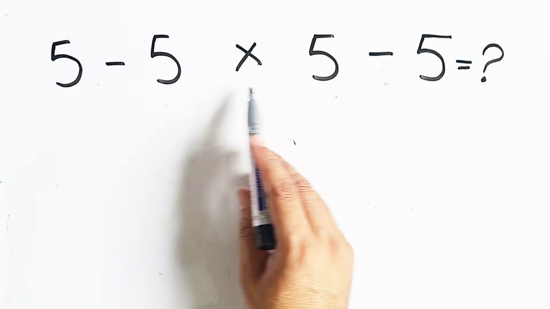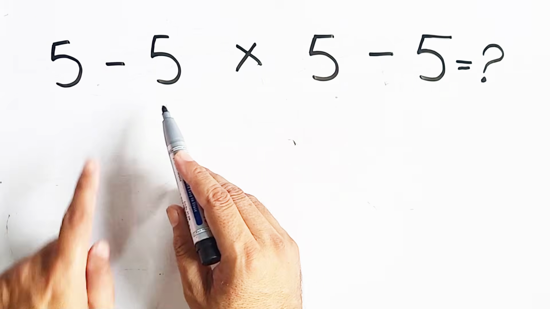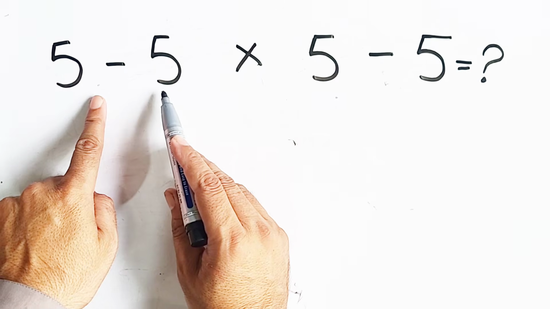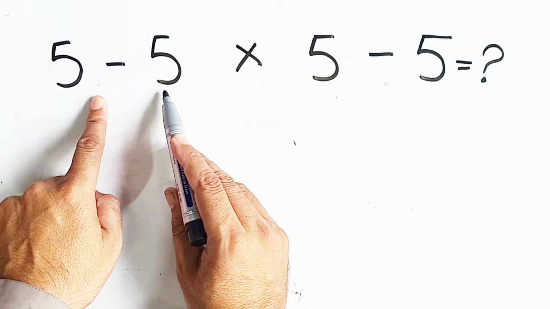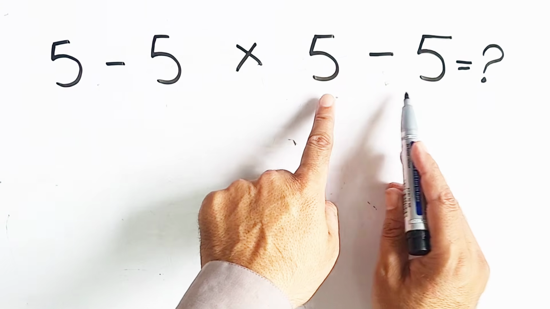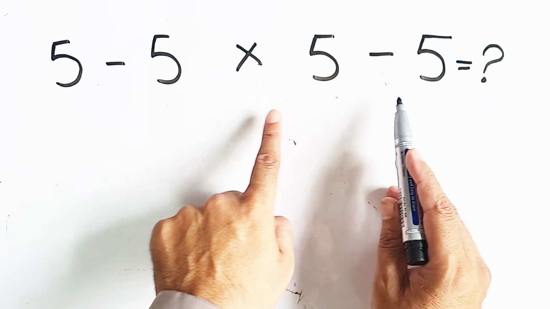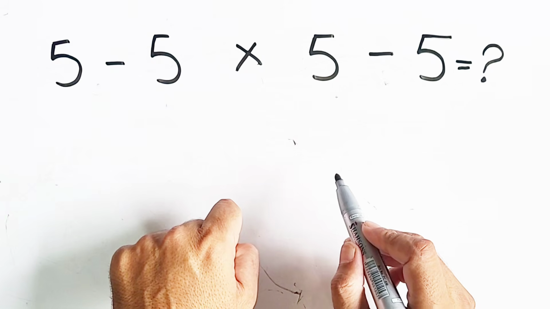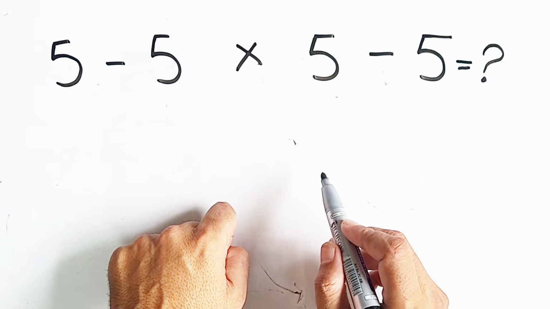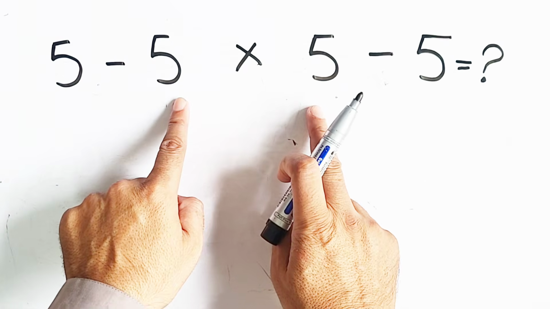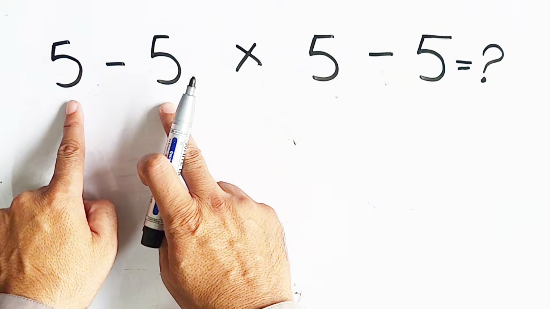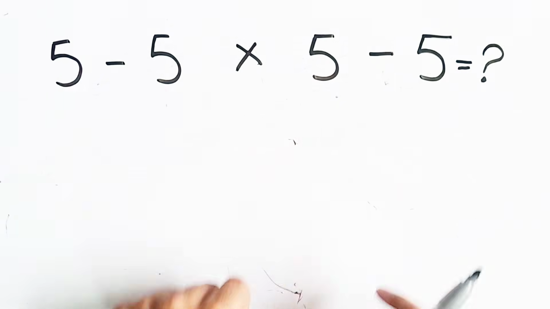They have different answers. The first group solves 5 minus 5 is 0, times 5 minus 5, 0, then 0 times 0, so they will get 0. And the second group first multiplies, then does this subtraction, then this subtraction. So which one will be correct?